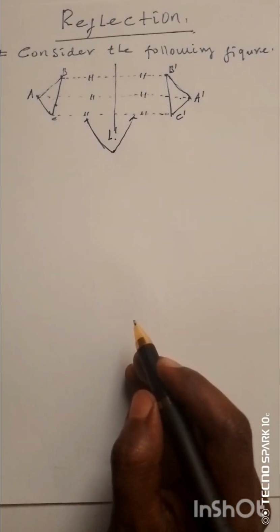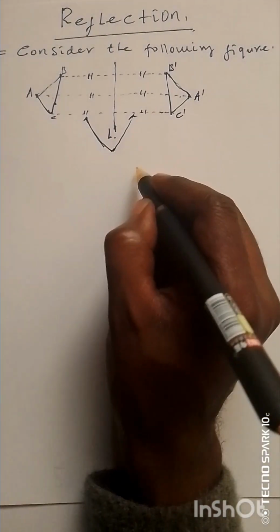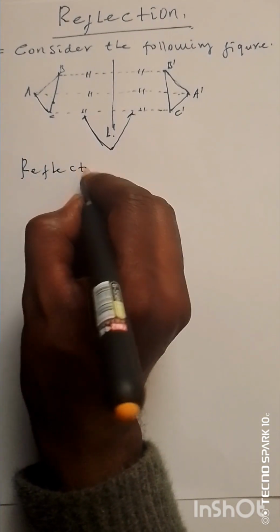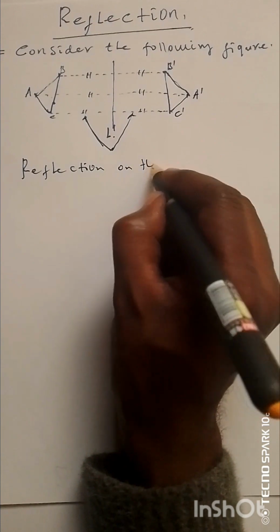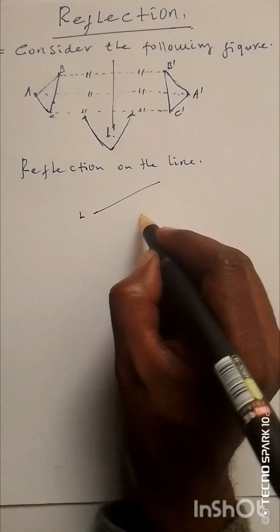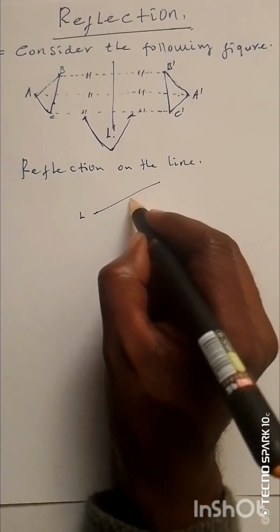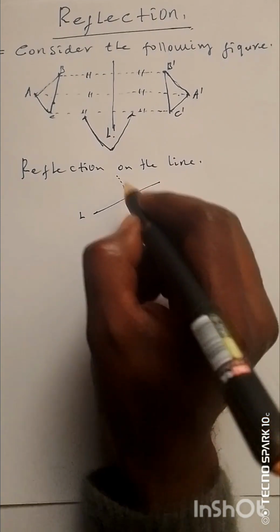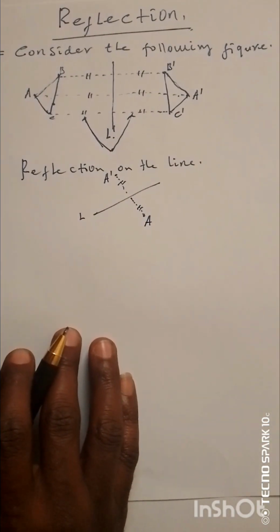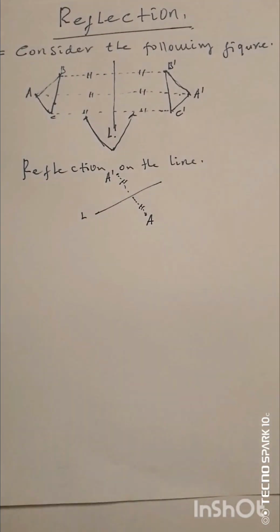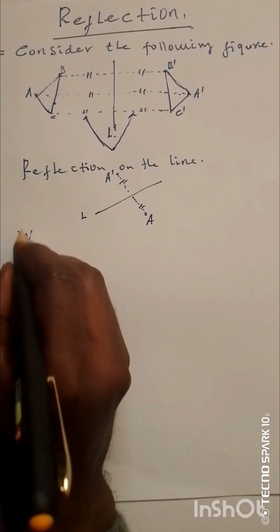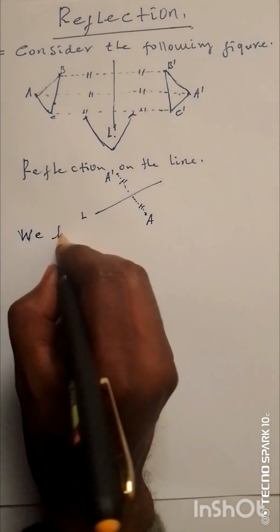Here, the difference is that they are only opposite in position, but they have equal distance from the line for each point. That means vertex A is at equal distance with vertex A prime from the line. So in this case, reflection on the line L, if we take a point A, its image is formed at equal distance, A prime, that is the map of A. Here, A and A prime have equal distance from the line. So, depending on this, a reflection has three properties.